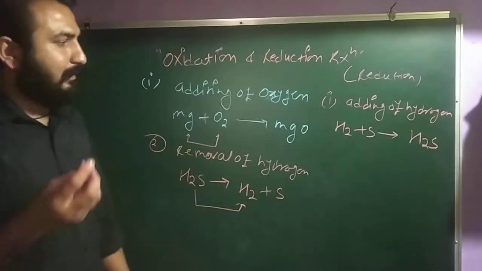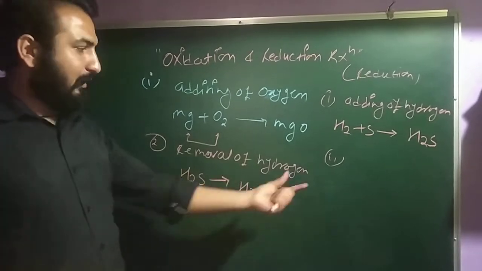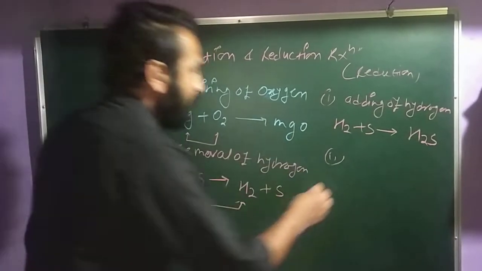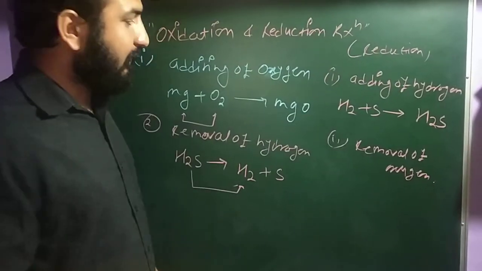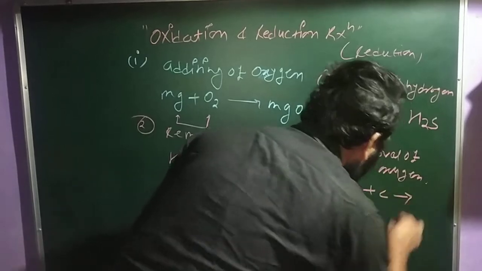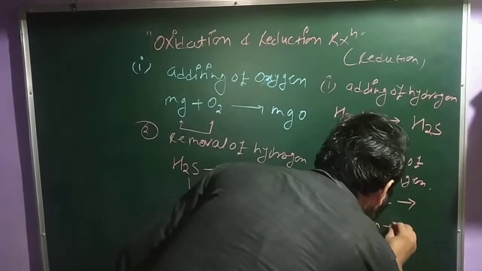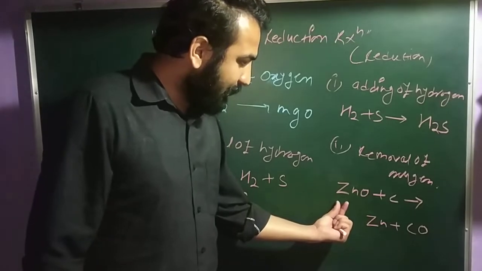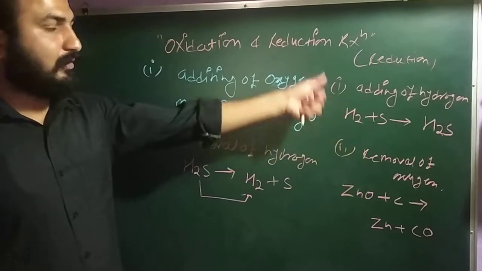Clear? Second, as oxidation was the removal of hydrogen, here it is the removal of oxygen. Clear? So for example, you have ZnO plus C, carbon. It will give Zn plus CO. In this, Zn has the oxygen removed. So this is called removal of oxygen, and this is the reduction reaction.